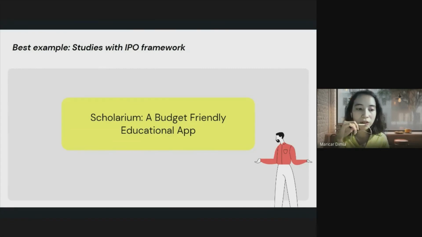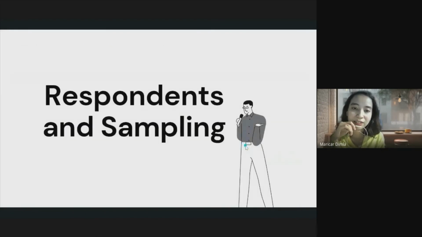So class, baka feeling ninyo, dali-daling gumawa ng output-based na study. No, it's still a tedious process. It requires a lot of patience. Okay? Alright. So are we good with the research method? So class, I hope and I pray you can now visualize, picture what research method is really applicable to your study. Okay, so let's have the respondents and sampling.